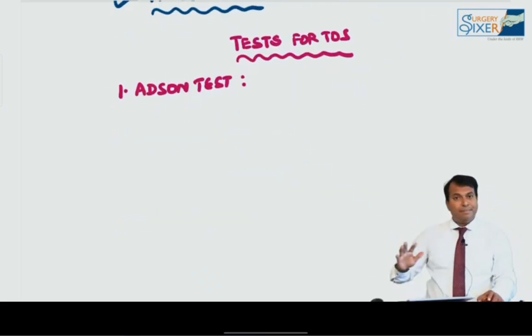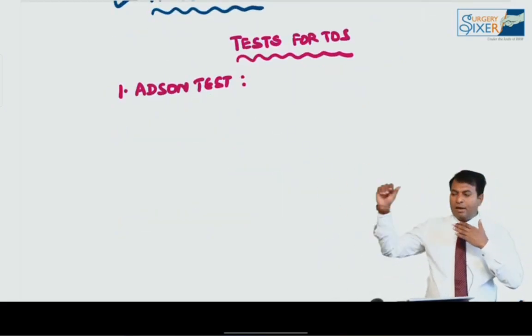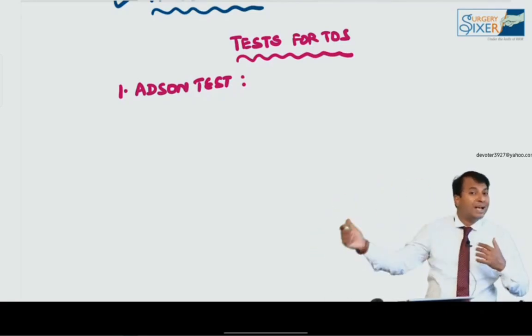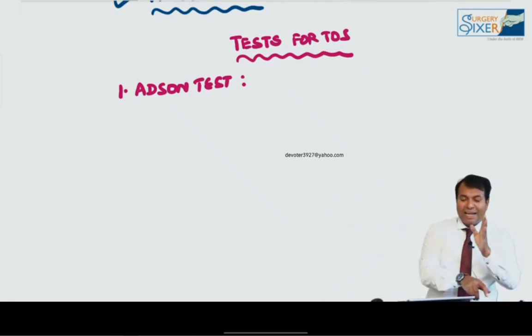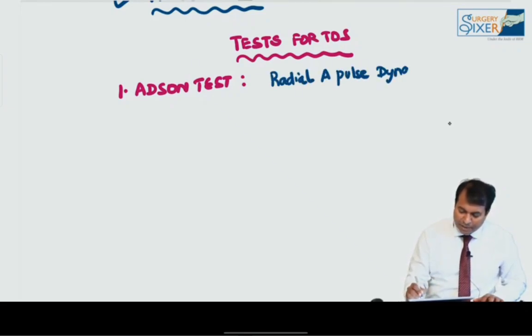This is a video question asked in AIIMS. Ask the patient to extend the arm like this, turn to the opposite side, and take a deep breath. What should you do as a clinician? You should palpate the radial artery. The dynamicity of the radial artery pulse decreases because of the compression. That is Adson's test.